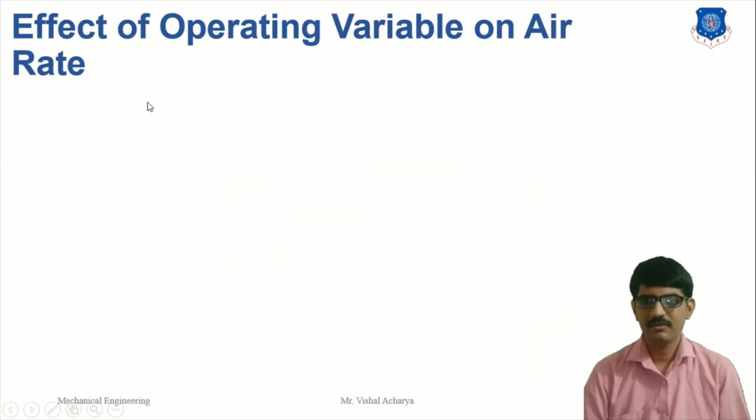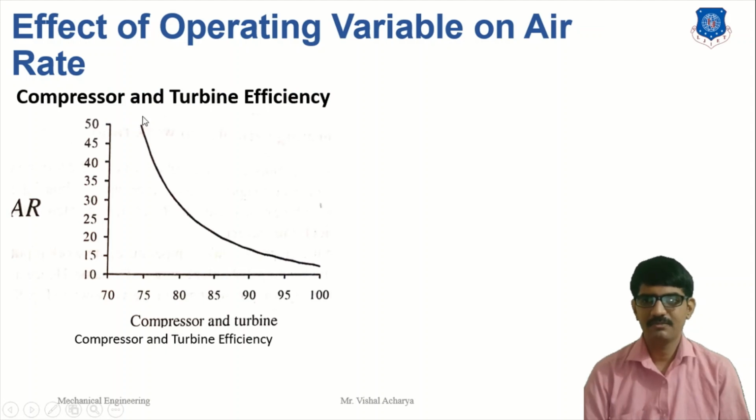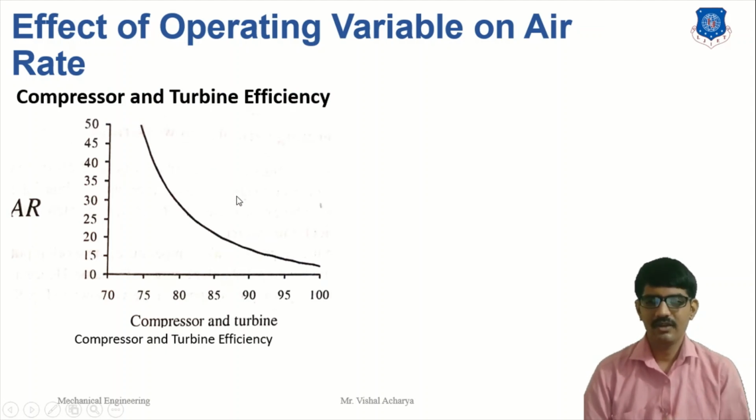Next is the effect of the operating variables on air rate depending on the compressor and turbine efficiency. We already discussed it here. The compressor and turbine are the two main devices of the gas turbine. When our compressor efficiency is high, we require less air. Same for the turbine efficiency: when turbine efficiency is high, high output is obtained with a small amount of fuel. So this is the main advantage of increasing the compressor and turbine efficiency.